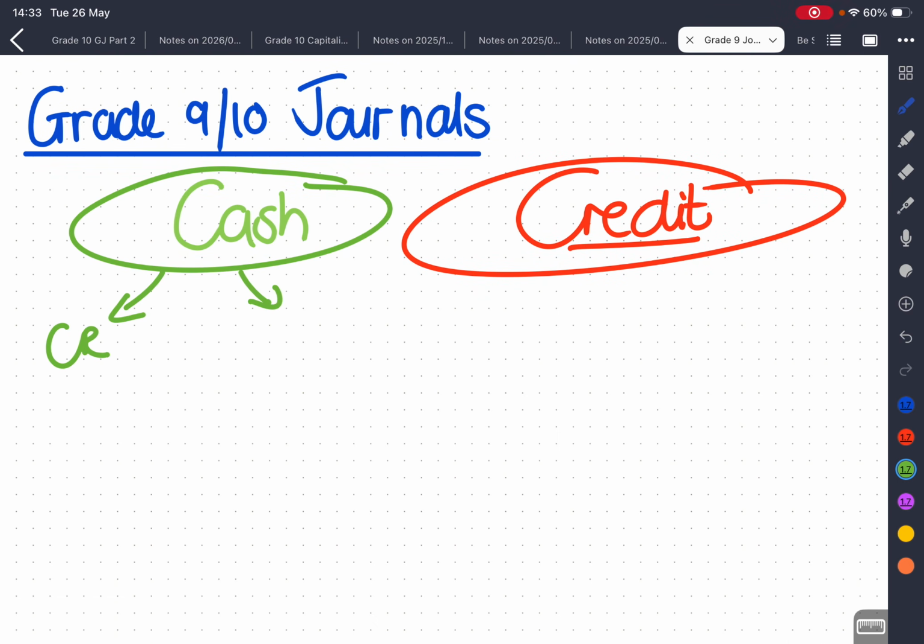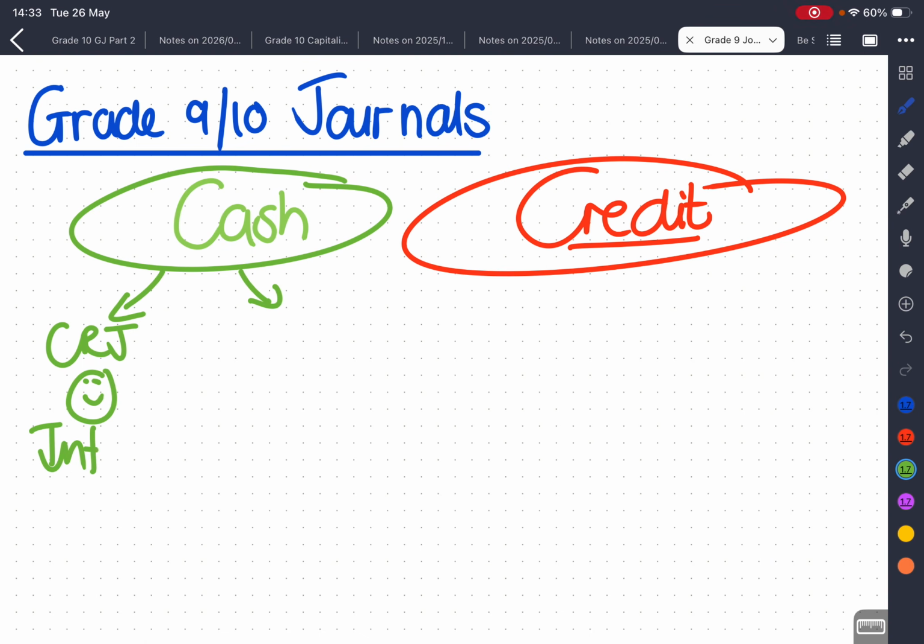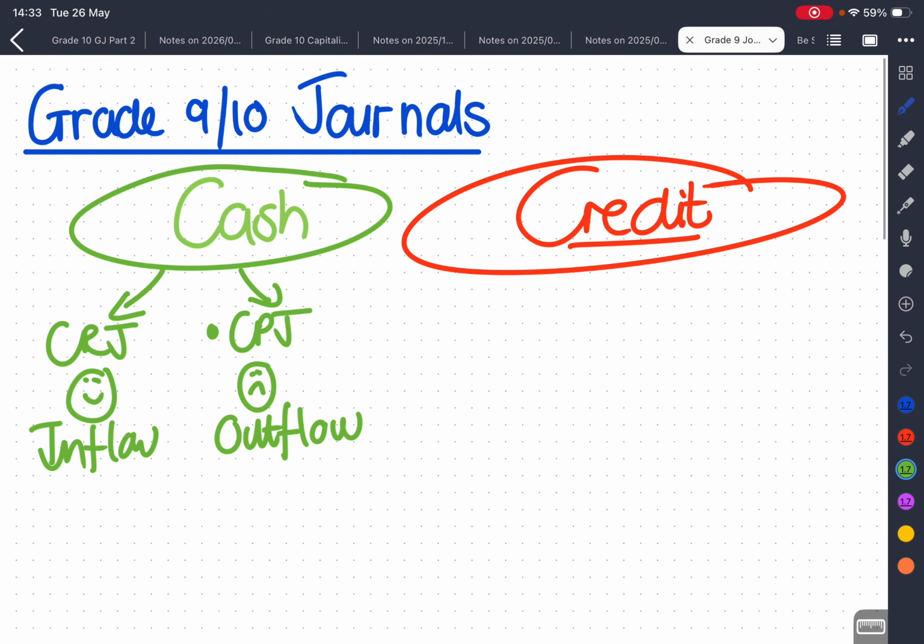So cash would be your CRJ, that first journal that you were taught where you were receiving money. So money was flowing into your business, cash. CPJ was the opposite of that, unhappy face. Money was flowing out, so you were making payments or you were spending money. And another journal that comes into the payment side is a petty cash journal, which I'll explain in more detail later. So you've got 3 journals here for cash.